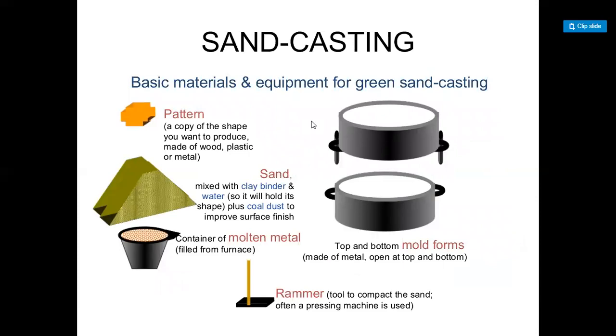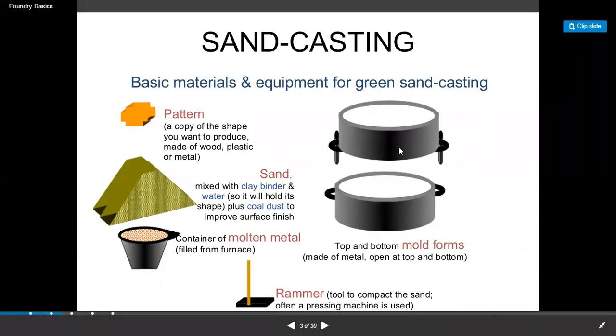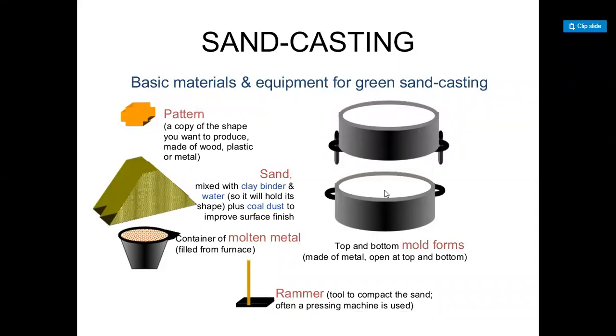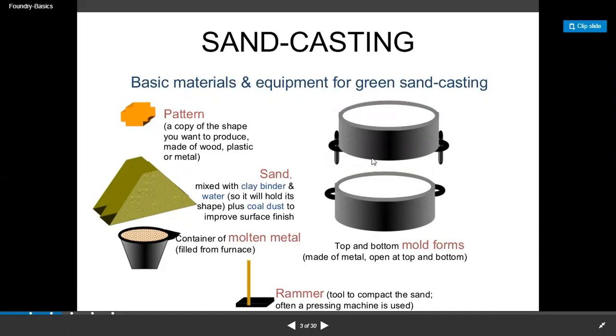So, the basic materials and equipment for green sand casting. There are two boxes. One is a cope box and another one is a drag box. These two boxes are taken and filled with sand and fitted together. There are sides, there are locks. So after filling the sand, we lock the two boxes.